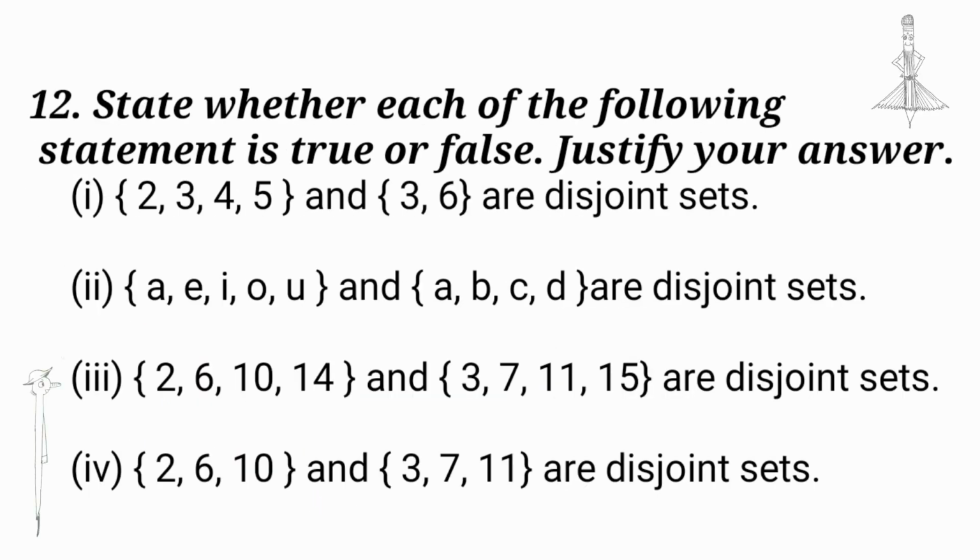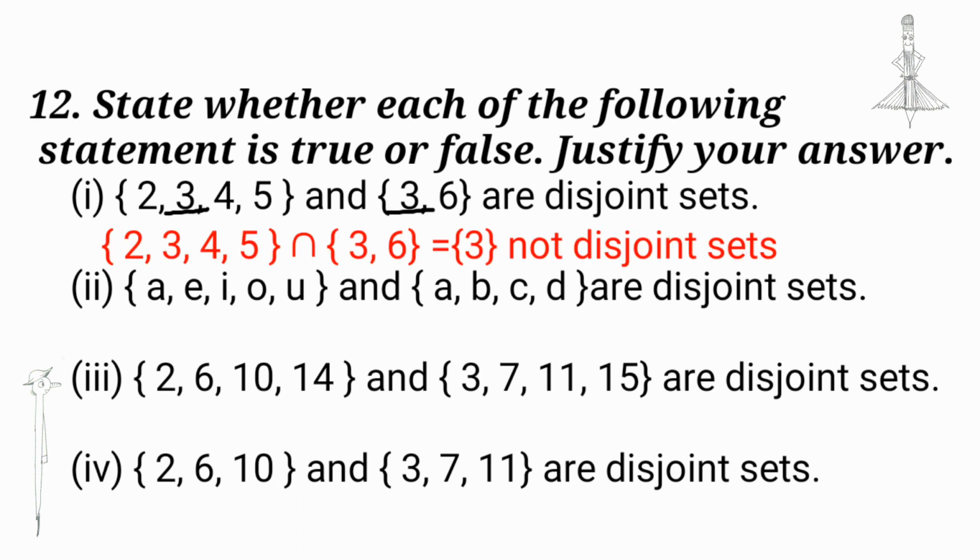State whether each of the following statements is true or false. Justify your answer. Set {2, 3, 4, 5} and {3, 6} are disjoint sets. If two sets are disjoint, their intersection must be null event. The intersection of these two sets, we get set {3}, therefore it is not null event.